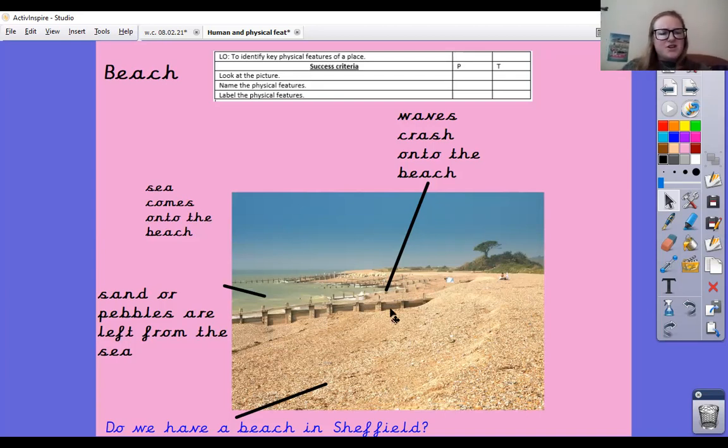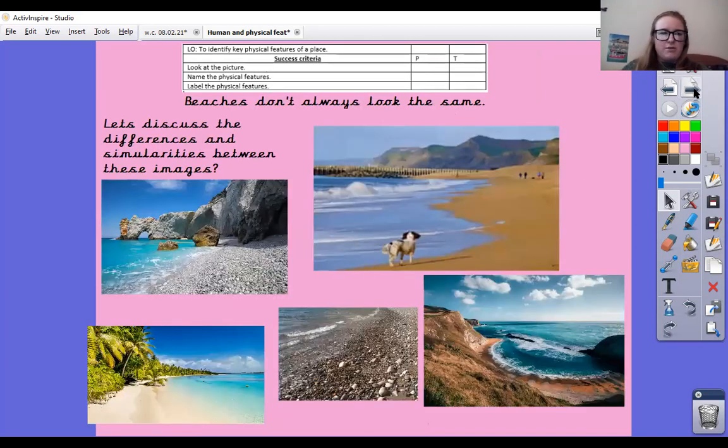a beach. Do we have a beach in Sheffield? Have a little think. Have you ever seen anything like this in Sheffield? No, we don't have a beach in Sheffield because Sheffield is not near the coast, and we'll discuss what the coast is in a minute. But Sheffield does not have a beach and it does not have the sea near it. So let's look at some more images of the beach.